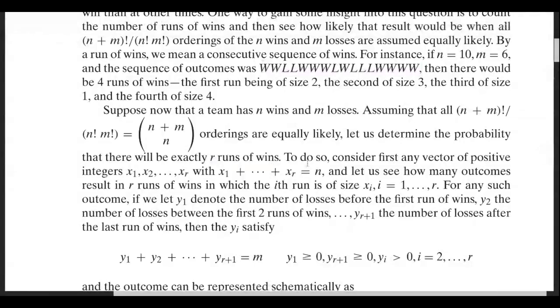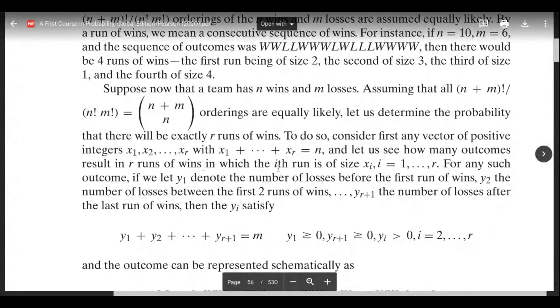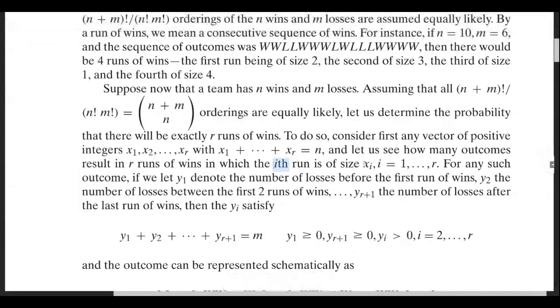To do so, consider any vector of positive integers, x1, x2 up to xr. Right? We have r runs of wins, and x1 plus up to xr equals n, because we have n wins. And let us see how many outcomes result in r runs of wins in which the ith run is of size xi, i equals 1 up to r.